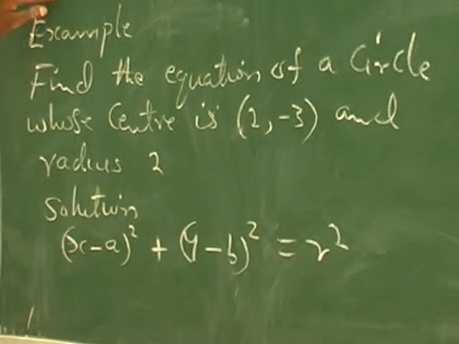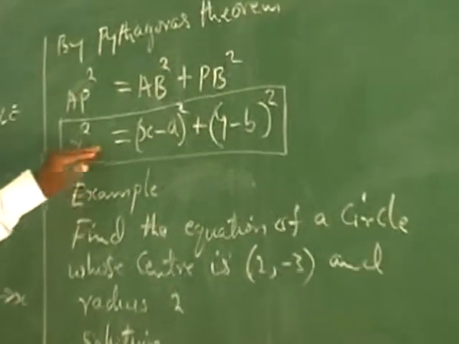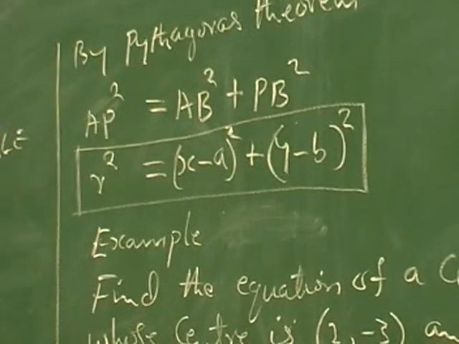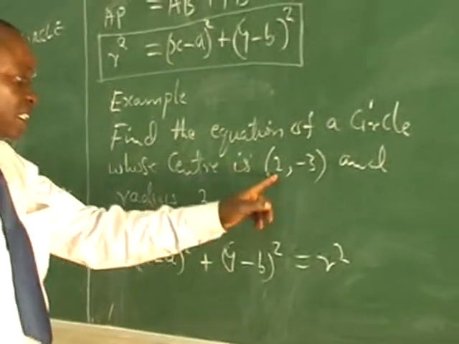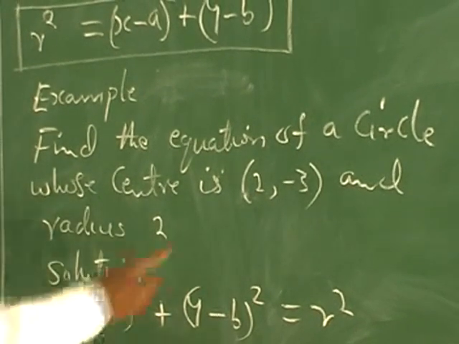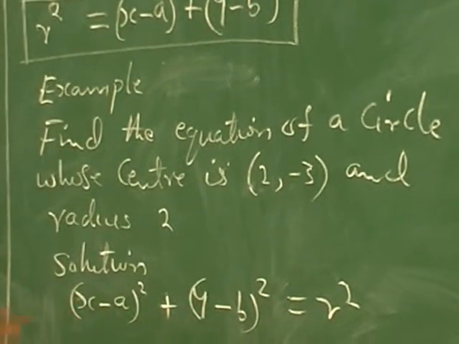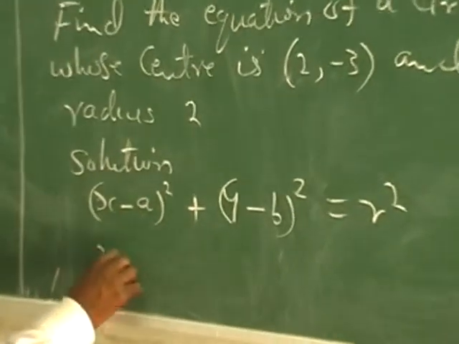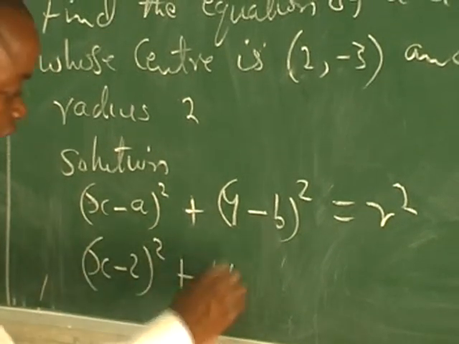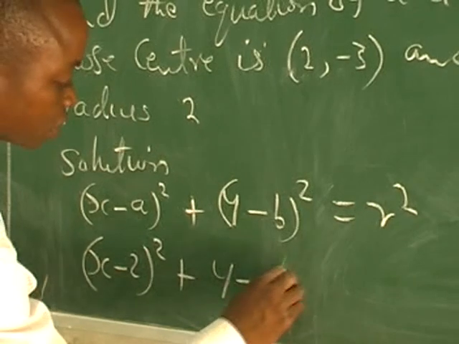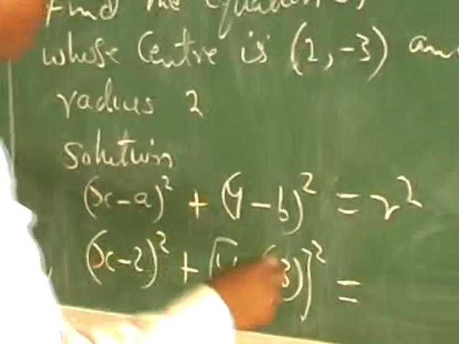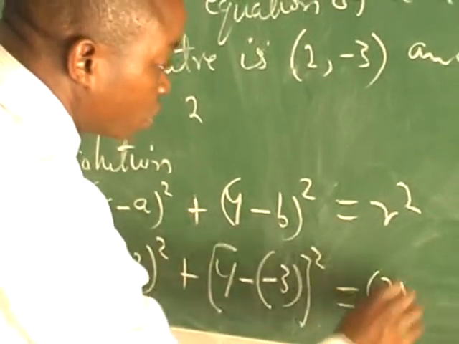So remember that this equation of the circle is derived from the coordinates of the center A and B. Now the coordinates of this center here is 2 and minus 3. So 2 is for A and then minus 3 is for B. So fixing this, we will have x minus 2 squared plus y minus 3 squared will be equal to r, which is 2 squared.